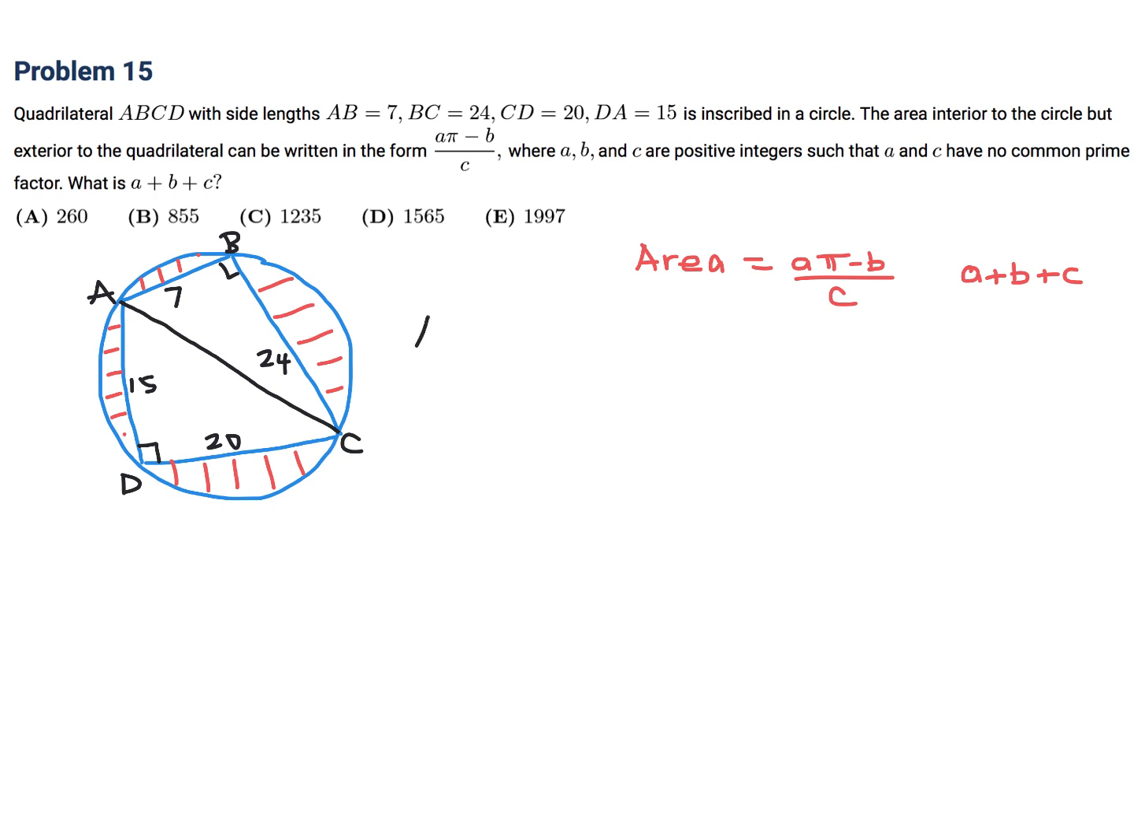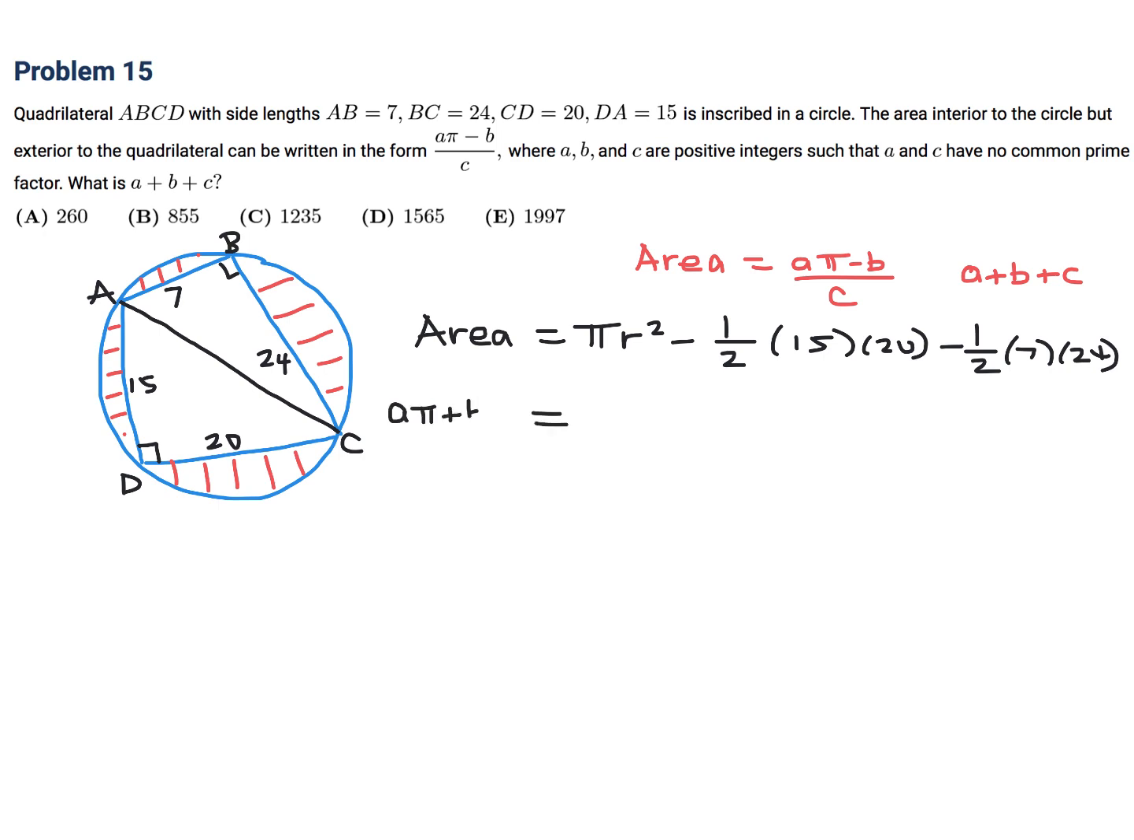So the area of that region would basically be the area of the full circle minus 2 of these triangles. So it's 1/2 base times height, which would be 15 times 20, minus 1/2 base times height, which would be 7 times 24. So that really helps that those are right angles. It makes it easier for us to figure out the area. Now this is A pi plus B over C. We're going to have to figure out the radius, but let me just calculate this first. This is going to be minus 150, and this will be 12 times 7, which is minus 84. So this will be pi r squared minus 234.